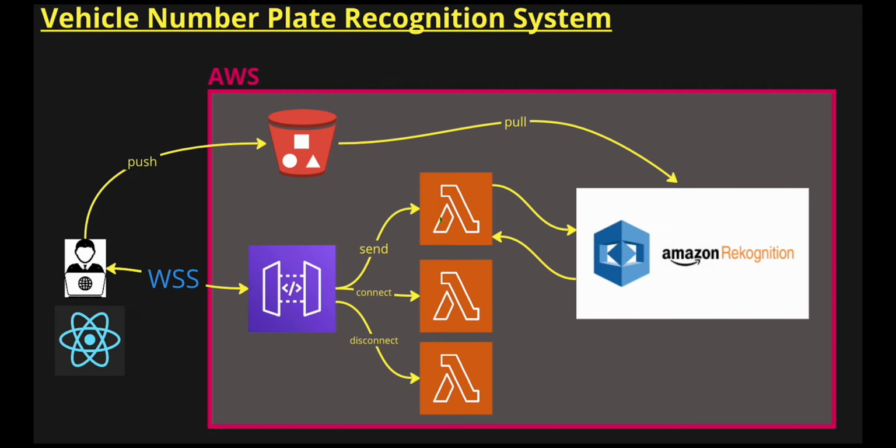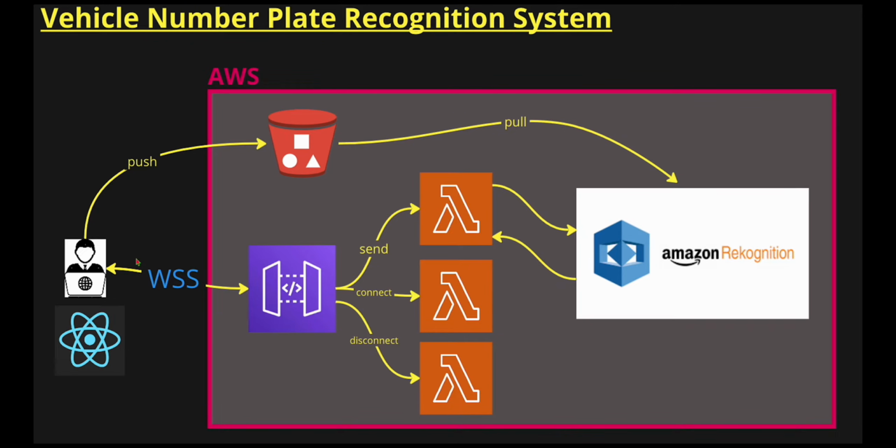Then it pushes the result, which in this case is a plate number, to the front end through the existing WebSocket connection. Lastly, once the React application gets the plate number, it shows it in the UI. So this is the architecture and how the workflow goes.